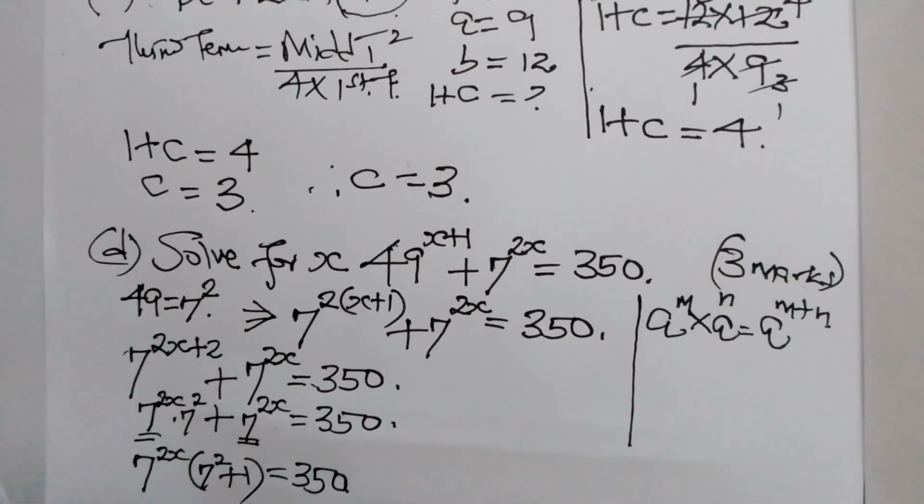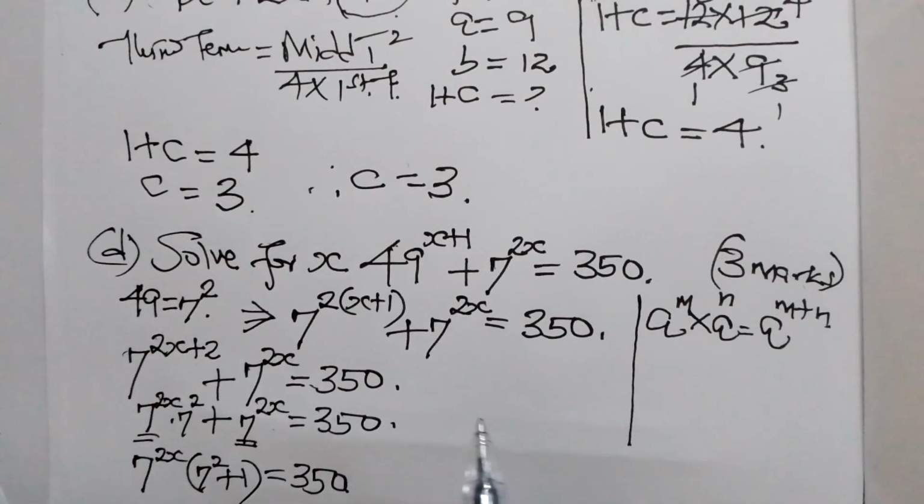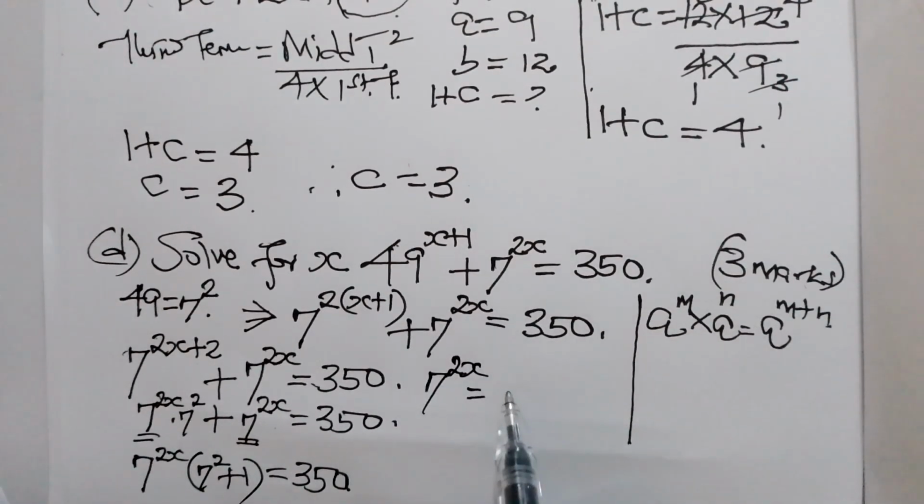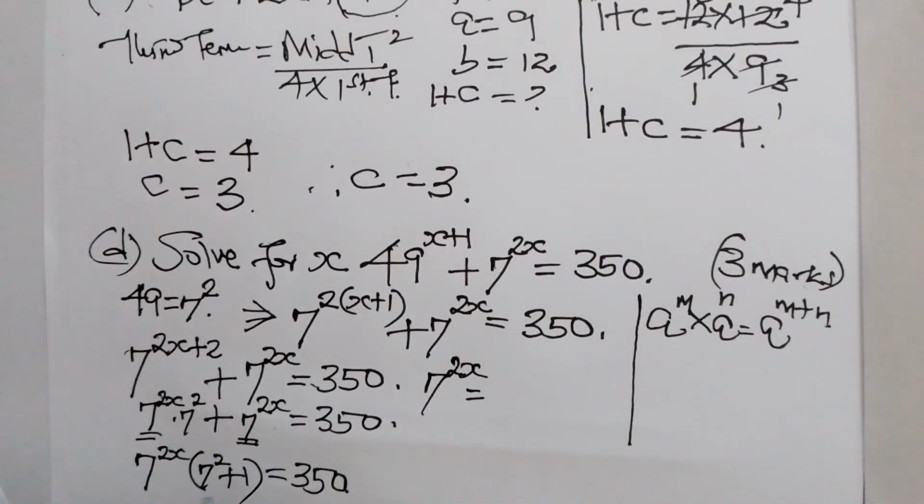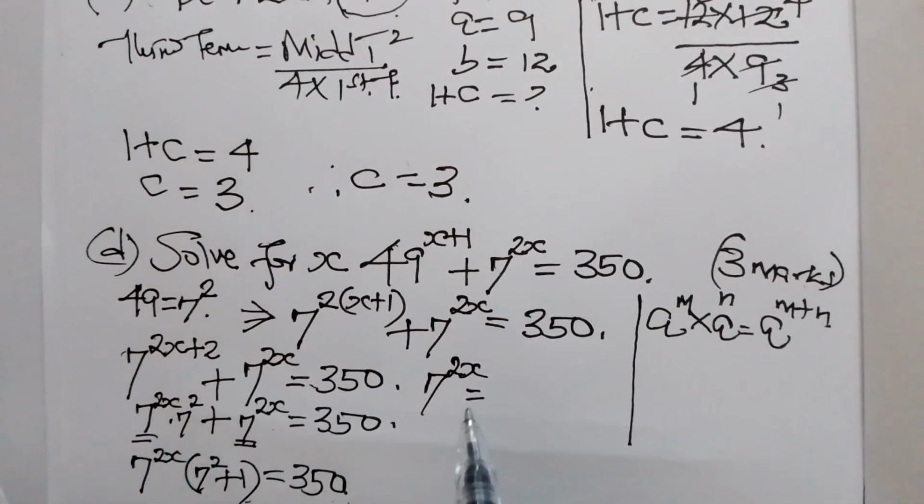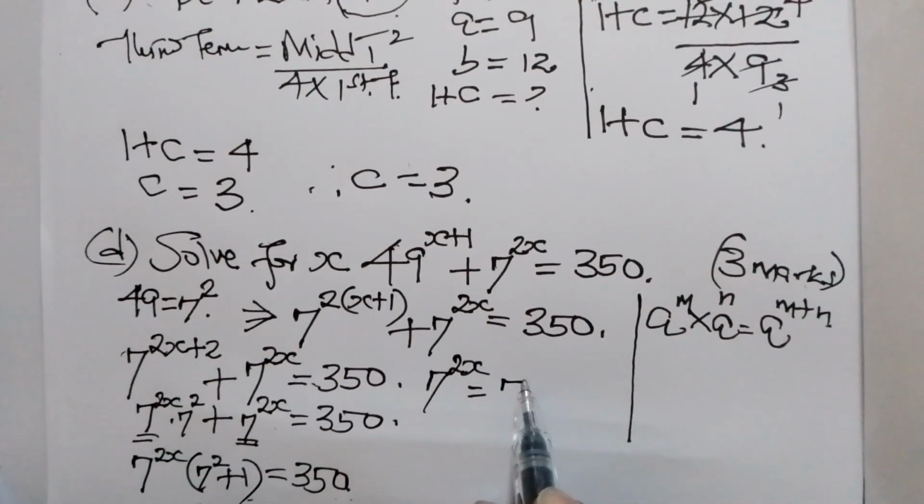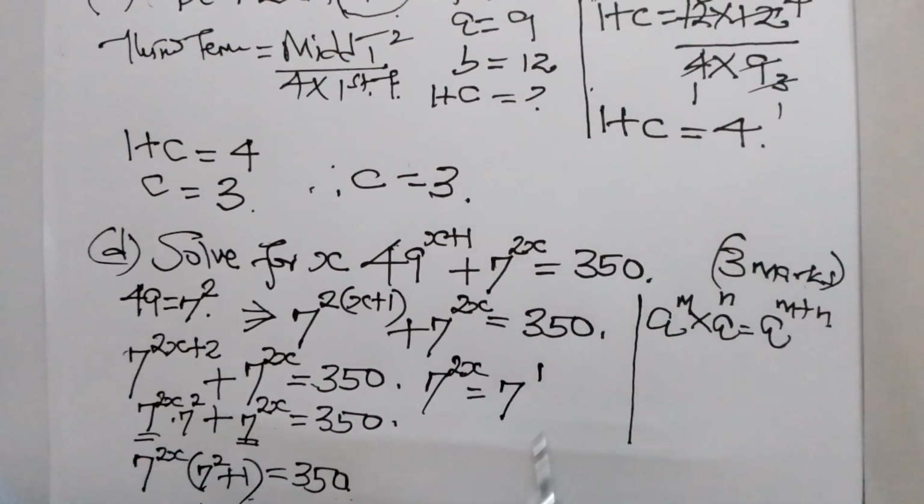After doing that, 7 squared plus 1 will be given by 50. And then we divide both sides by 50. We are going to have 7 raised to power 2x is equals to 350 over 50. So we divide here by 50, and here by 50. So 7 raised to power 2x is equals to 350 divided by 50, which is 7 raised to power 1.